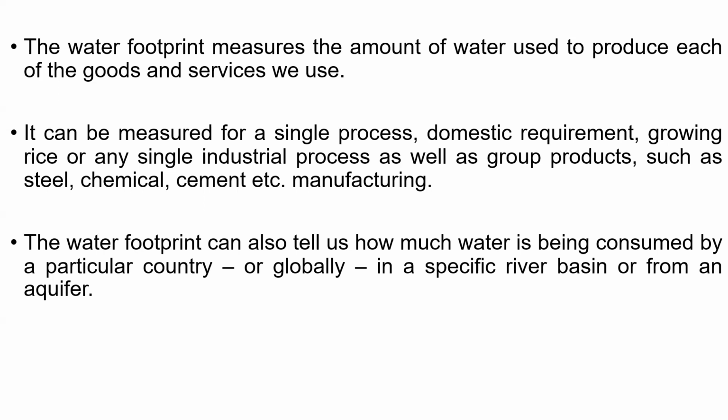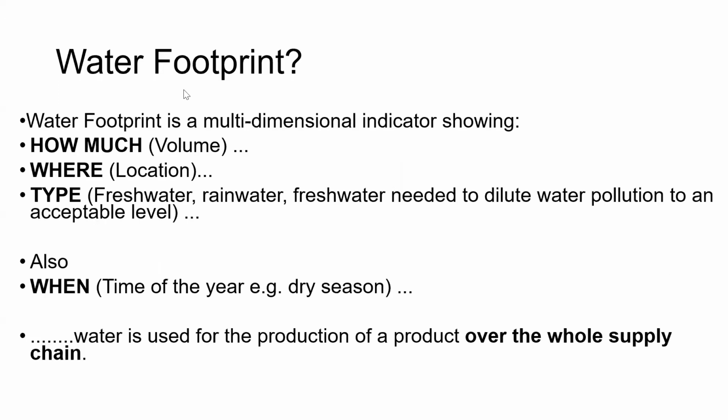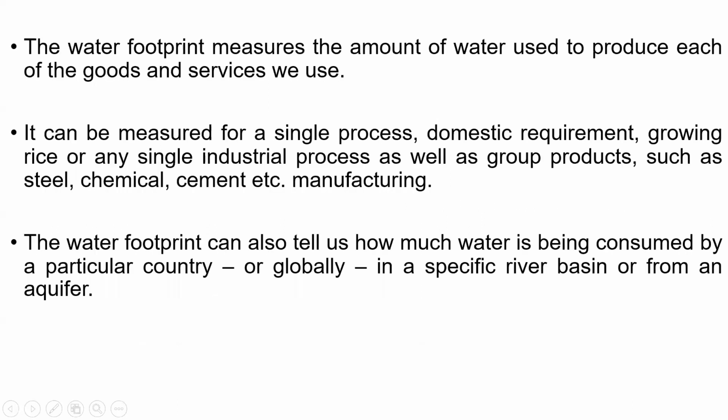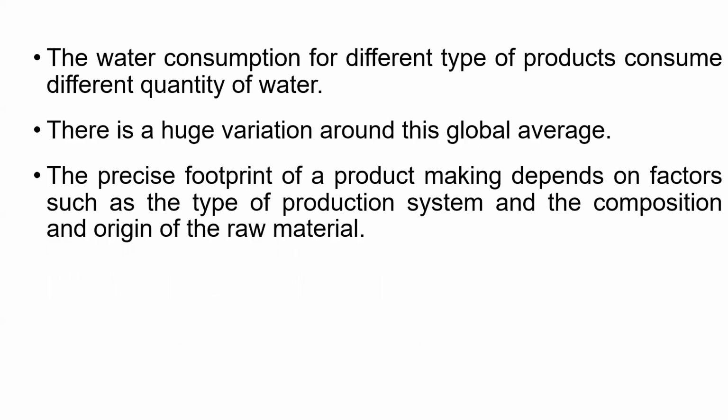So the water footprint can also tell us how much water is being consumed by a particular country or at a global level, in a specific river basin, or from any particular aquifer, because the source is here. In terms of how much volume, the location is basically the source, and the type of water. These three things are there in the water footprint. And whenever we are presenting the graphical presentation, seasonality will also be there. So all these four things are included in the water footprint. The water consumption for different types of products consumes different quantities of water.